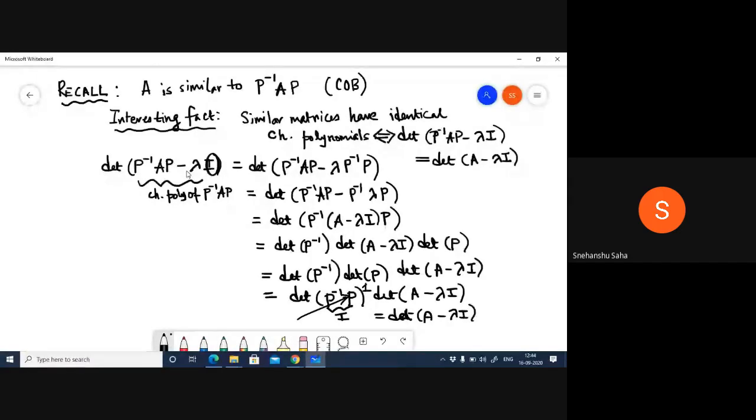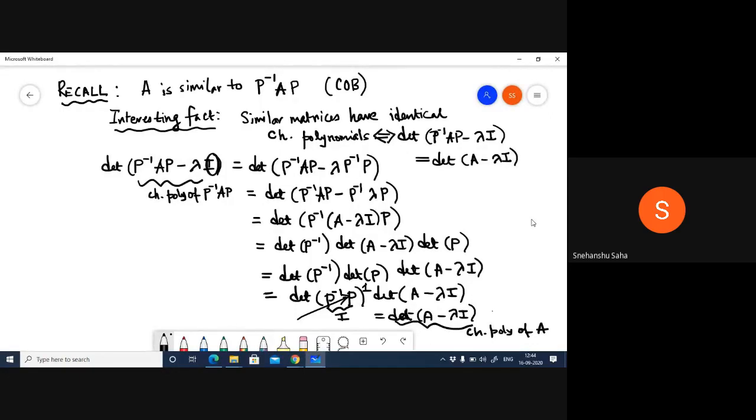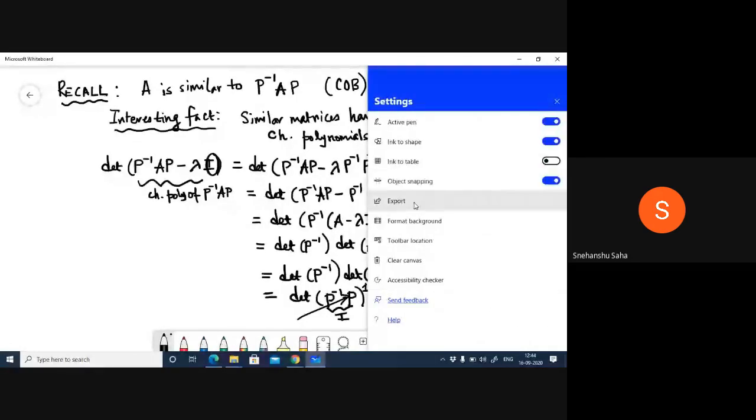So the characteristic polynomial of this is nothing but the characteristic polynomial of A. If you have similar matrices, their characteristic polynomials are the same. So what does it imply? It implies that their eigenvalues are the same. That means the eigenvalues of A will be the same as the eigenvalues of the P inverse AP matrix. It's really, really simple.